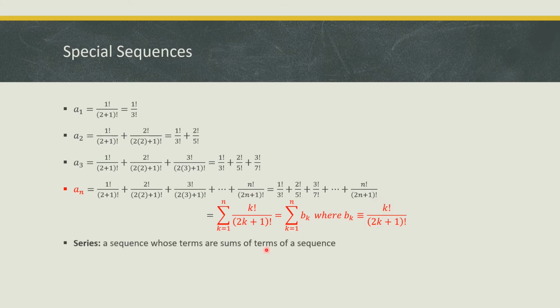So this is what we call a series. As we see, we have a1, a2, a sub 3 up to a sub n. So it's a sequence in itself, and the terms in the sequence are sums of another sequence. So here we have the sum of b sub k. This is what we mean by a series.